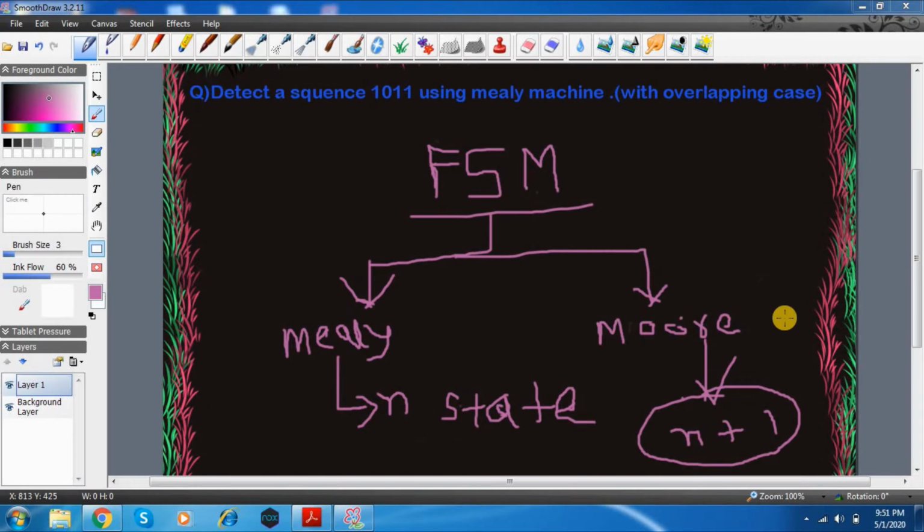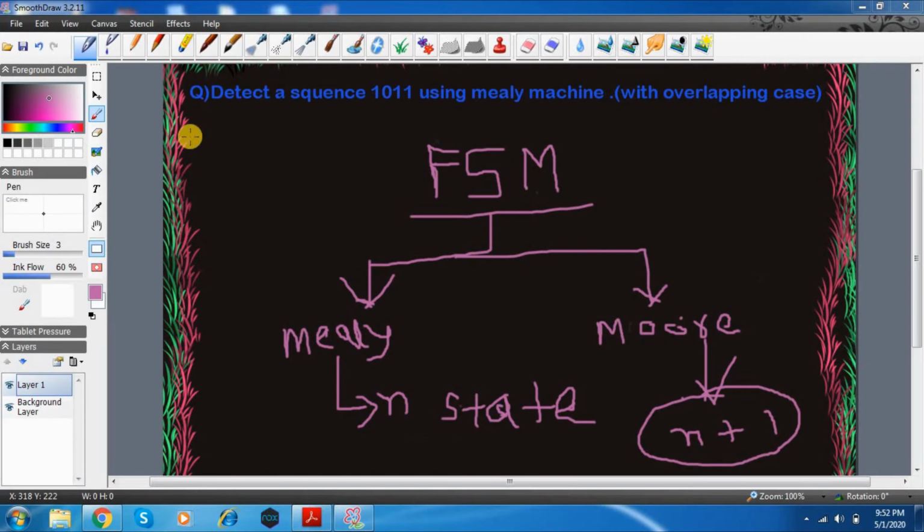Now come to Moore machine. Moore machine requires one extra state. If you want to detect that 4-bit sequence, you are required to design n plus 1, that means 4 plus 1, 5 states. So this is some basic point of view of FSM. Let's solve this question which is mentioned over there.